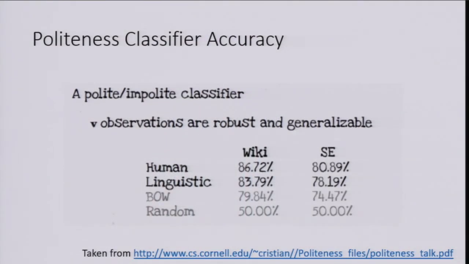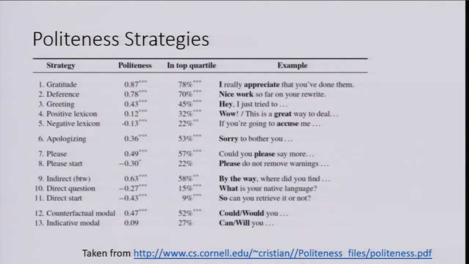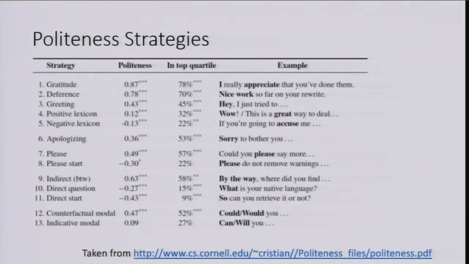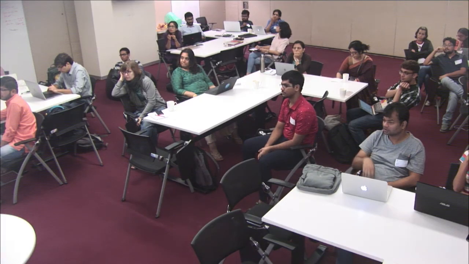So they had this bunch of features, and on these two data sets, this is Stack Overflow and this is Wikipedia. So what are these scores? The score says that if there is gratitude in the sentence, if this particular feature is one, then 0.87 times out of one, it is polite, across the entire data set that they annotated. And the fifth one, if you're going to accuse me, that's not polite. Yeah, that's why it's negative.